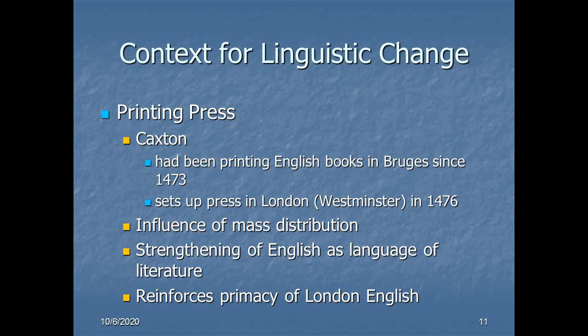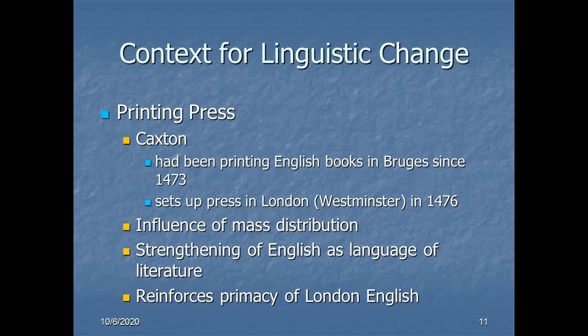Well, by 1473, the Englishman William Caxton had set up a printing press and had been printing English books in Bruges. And in 1476, he set up his first press in Westminster in London. And we might ask why this matters linguistically. And that's a legitimate question. And there are some really interesting answers to it. So let's talk about that for a few minutes maybe.